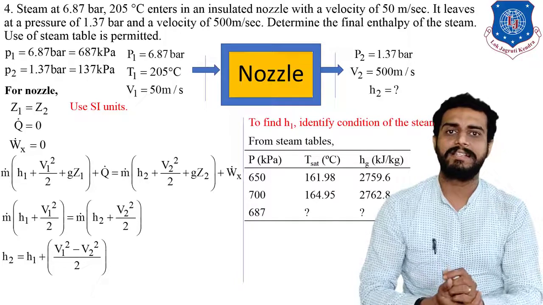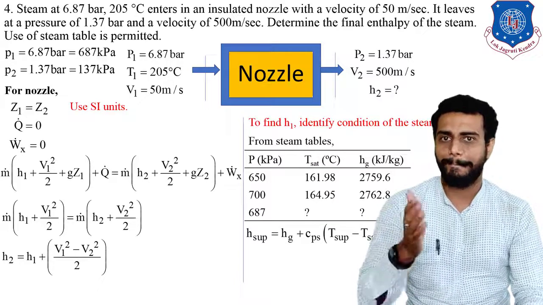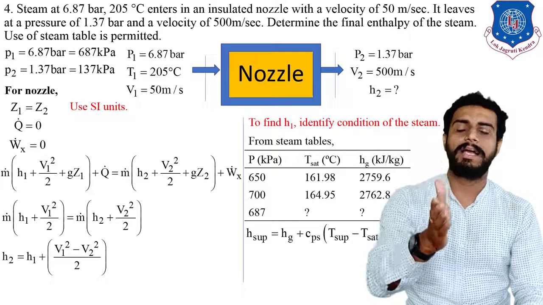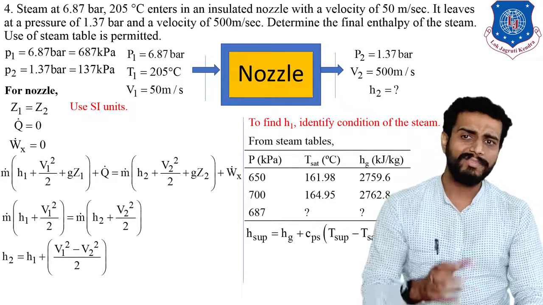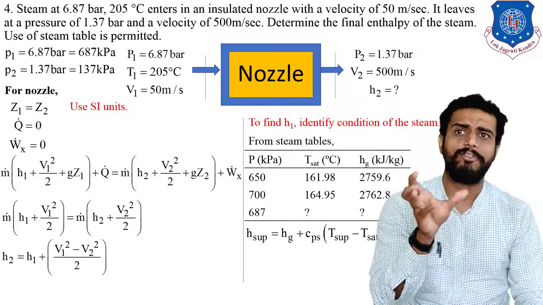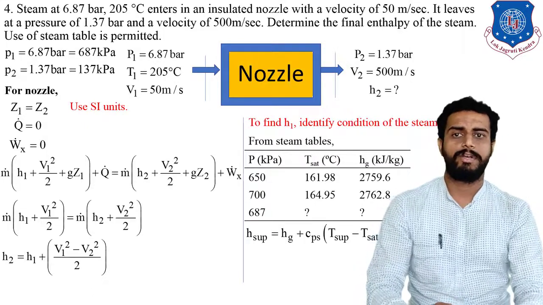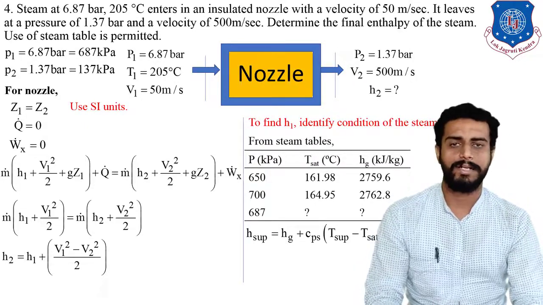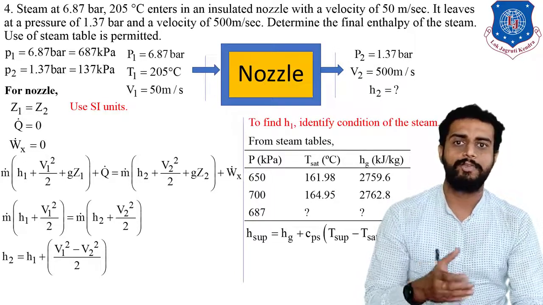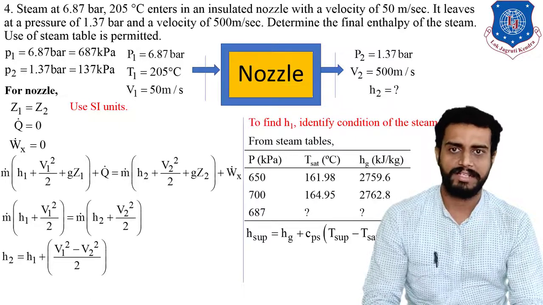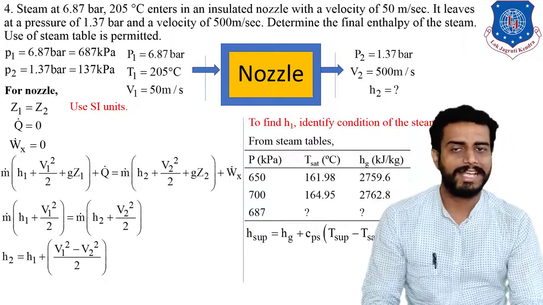Now for superheated steam, write down the enthalpy equation. H superheated is equal to Hg plus Cps times (T superheated minus T saturated). That you know very well, right? Here, that will give me my value of H1, which is equivalent to H superheated. So first I shall manage to find Hg, Cps, T sup and T saturated. T sup means T superheated.